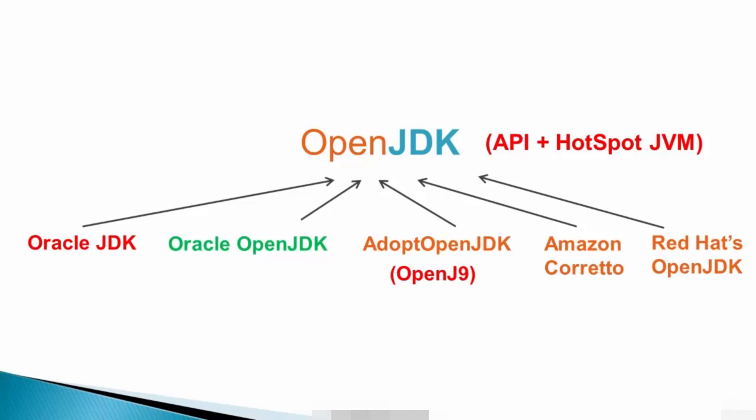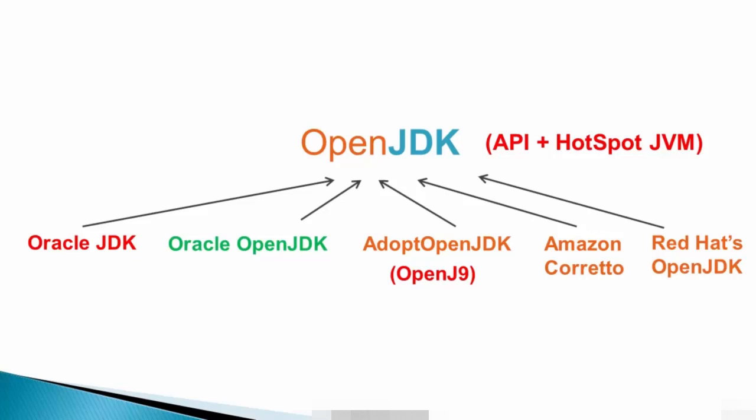So Hotspot and OpenJ9 are two different JVM implementations, and both are great. Hotspot is more like a standard one because it was originally developed by Oracle. Okay, and it's also part of OpenJDK. But OpenJ9 is also very good. So keep in mind that Java is open source.